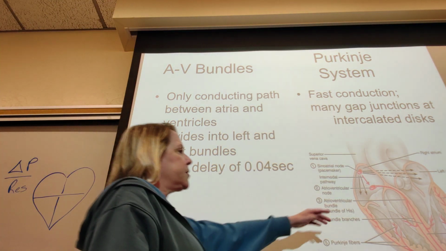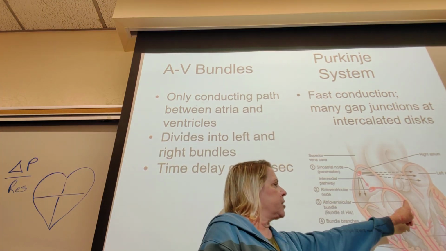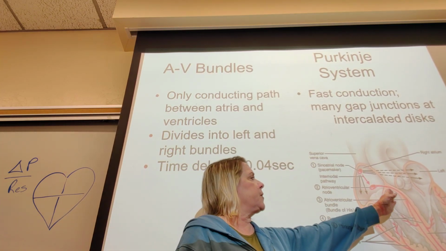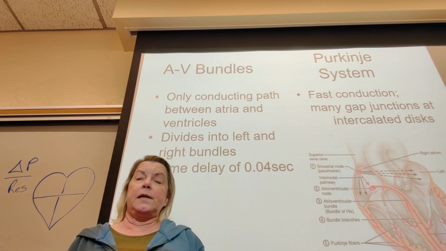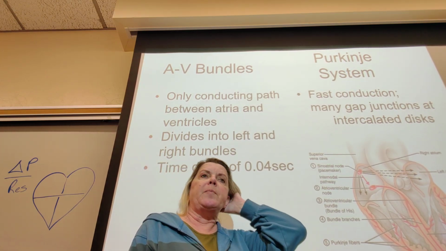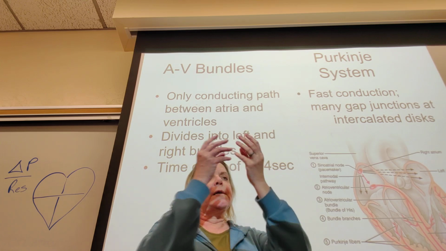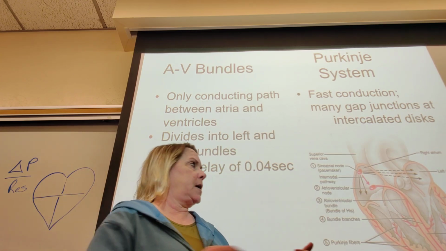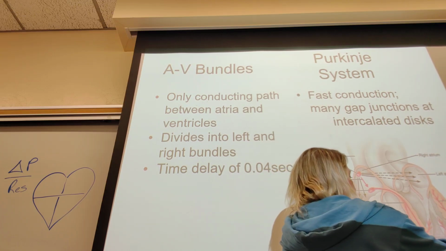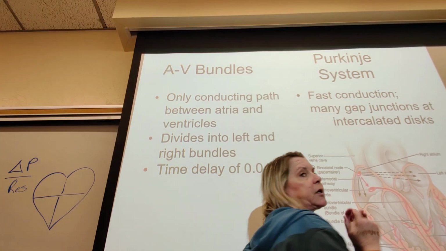So the bundles, right bundle branch and left bundle branch, come off of the atrioventricular bundle. Again, that is one of our two delays. And the right bundle branch and left bundle branch are going to conduct the action potential through the IV septum and around the apex to the ventricular walls.